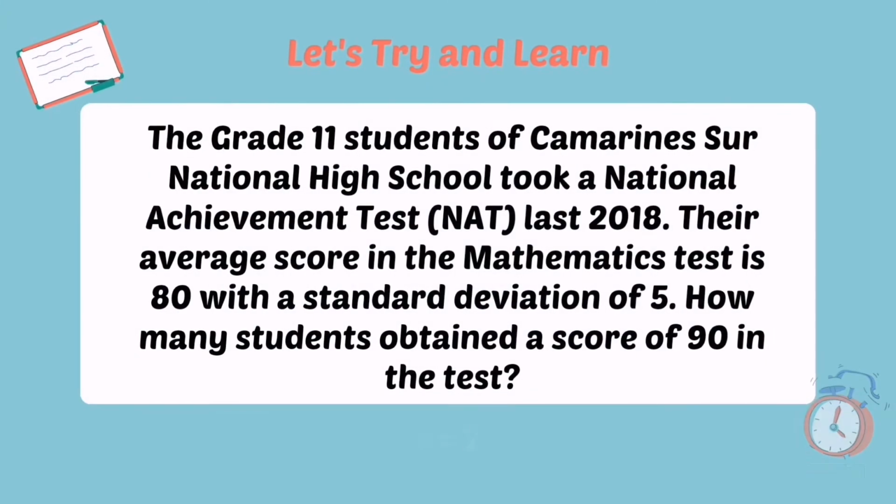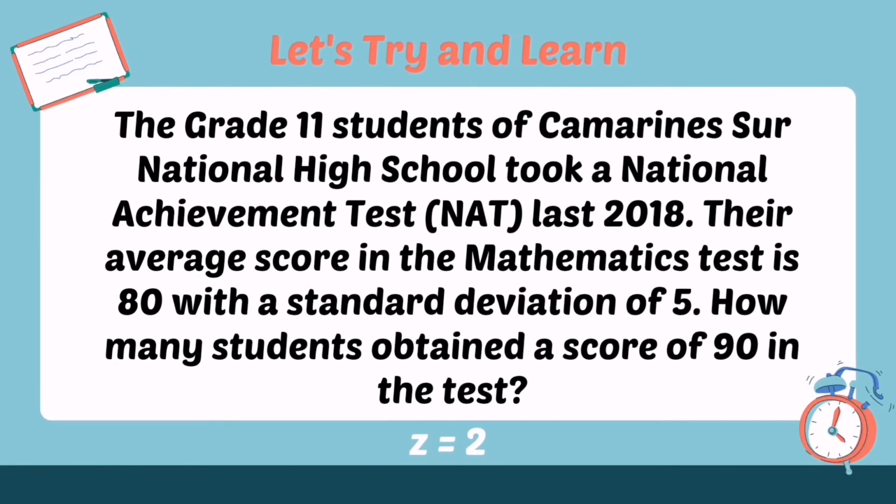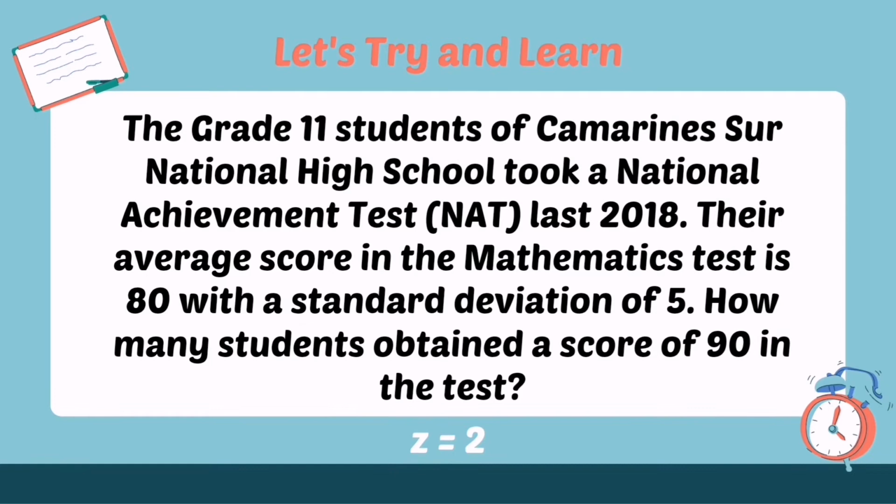Yes, so did you get it right? Let's try and learn this. The grade 11 students of Camarines International High School took a national achievement test last 2018. Their average score in the mathematics test is 80 with a standard deviation of 5. How many students obtain a score of 90 in the test? You can use the formula to be your guide. Good luck! Did you get the standard score?